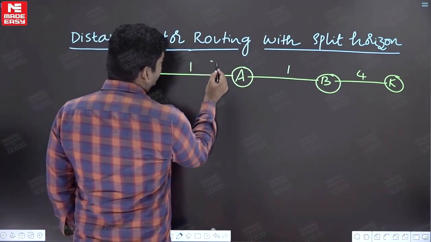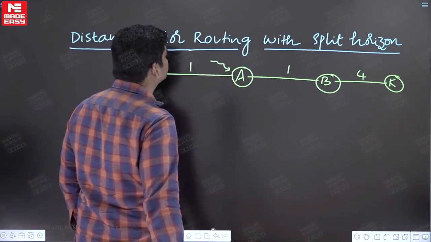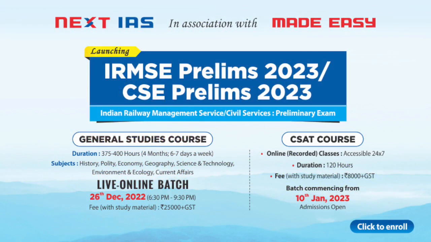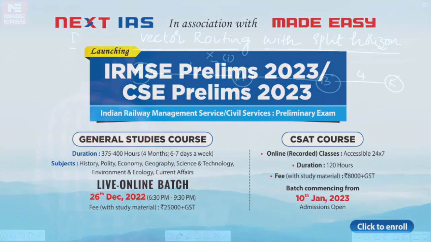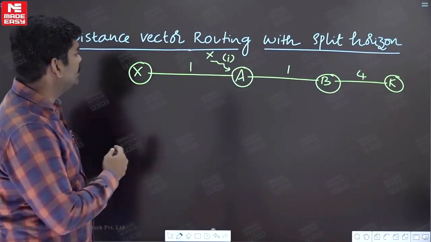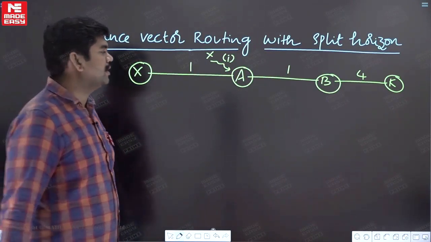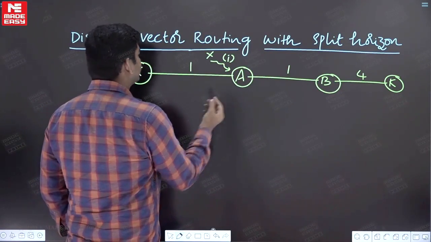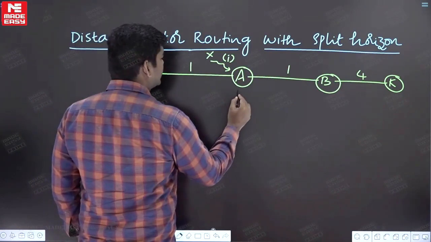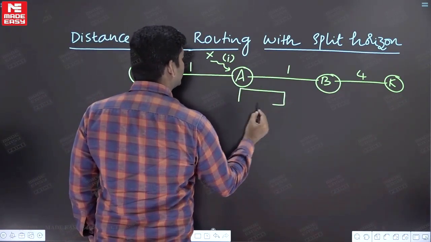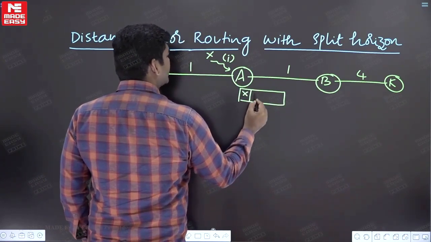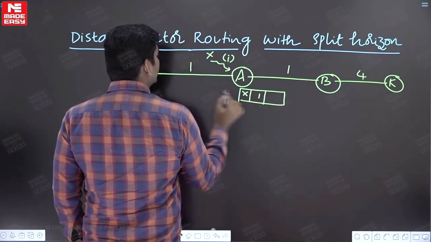So a packet came to router A. This is case 1, and it wants to go to X. Initially all the tables are empty, but every router will know the information of the directly connected routers. So A knows that X is directly connected. So it is going to update the table for X. How many units? It is 1. Who is the mediator? Nobody.